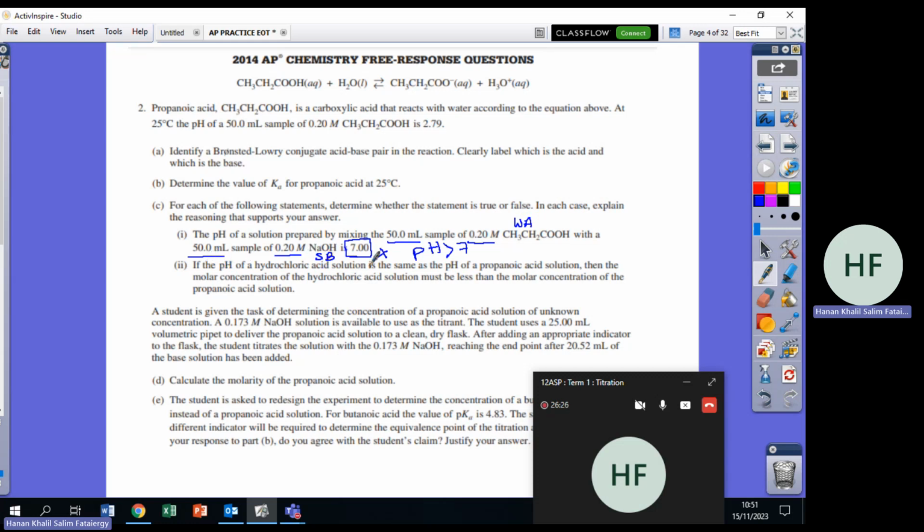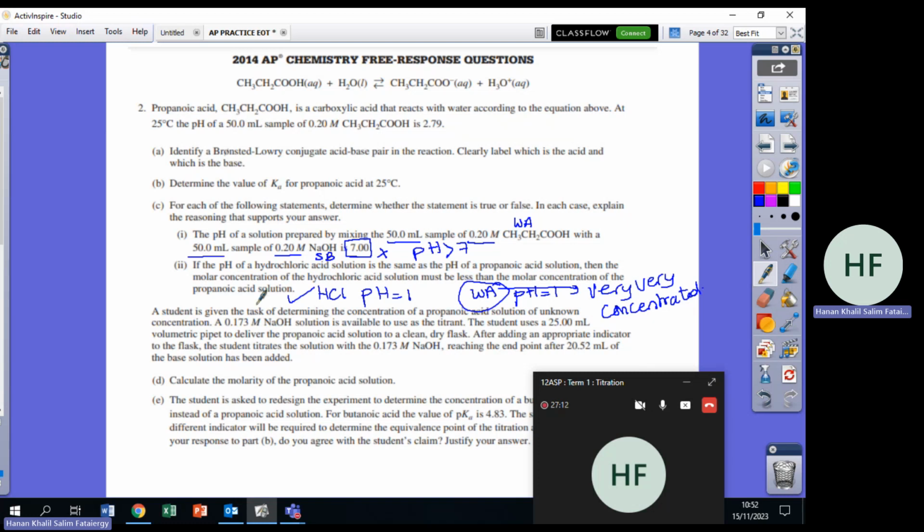Now, if the pH of a hydrochloric acid solution is the same as the pH of a propanoic acid solution, for example HCl has pH equal to 1, and propanoic acid, which is a weak acid, also has pH equal to 1. Of course, a strong acid must have a lower pH than a weak acid. If it happens to be the same pH, this means that this weak acid is very concentrated. Very concentrated, that's why they have the same pH, or else they will not have the same pH. Then the molar concentration of the strong acid must be less than the molar concentration of the weak acid, so this is true.